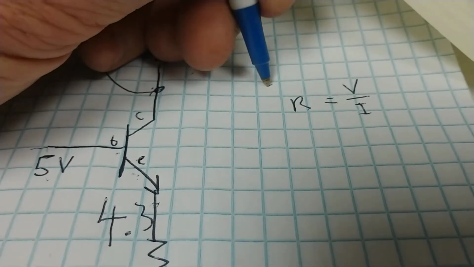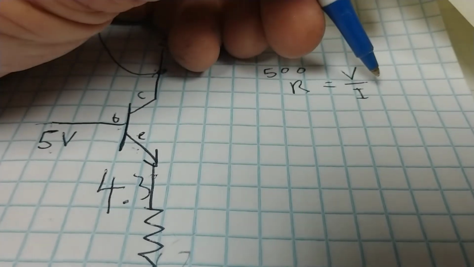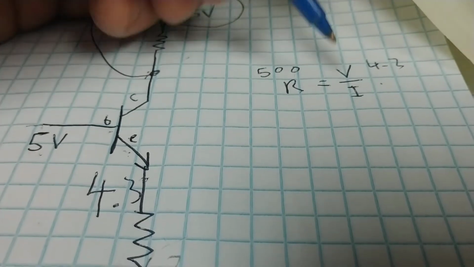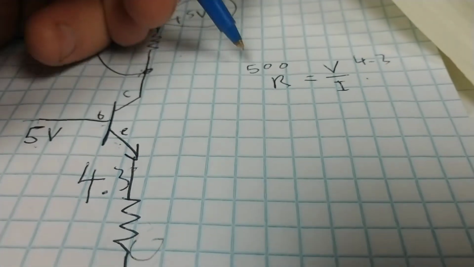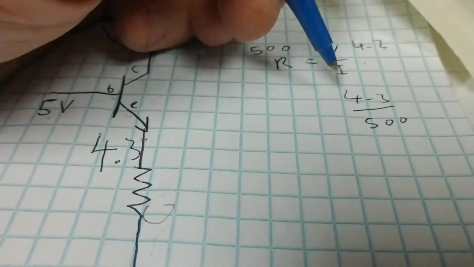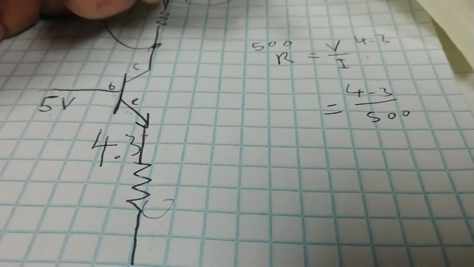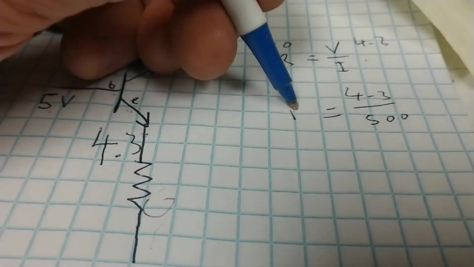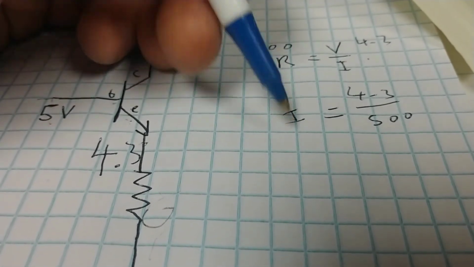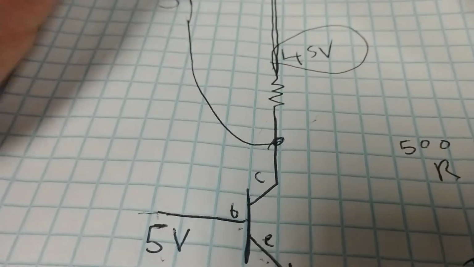Now in this case, let's round it out to 500. Our voltage is 4.3. So if we rearrange that, we get 4.3 over 500, and that would equal our current. Great. So we're going to come up with some value of like 0.01 amps, I think. And now up here we have a 2000.